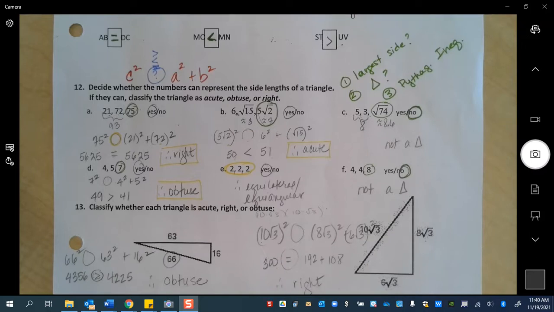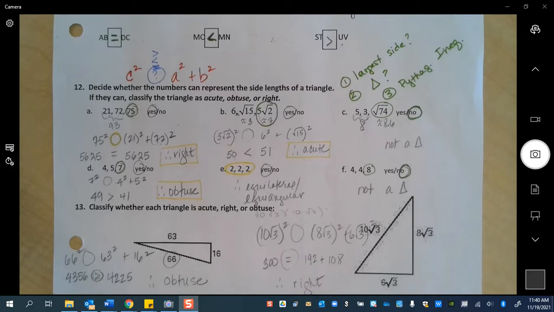Go. So for the two small things, when you add them together, they have to be bigger than the largest side, bigger or else it's not a triangle. Not equal to. So 5 plus 3 has to be bigger than the square root of 74. And here's your equal to. 4 plus 4 has to be bigger than 8. If it's equal to 8, I don't have a triangle, right? If it's equal to 8, we can go back to what we did with our sticks, remember? It's not a triangle. If it's equal, it's got to be bigger.